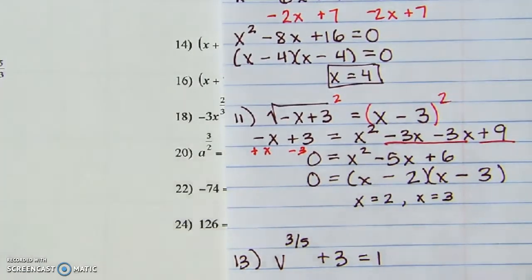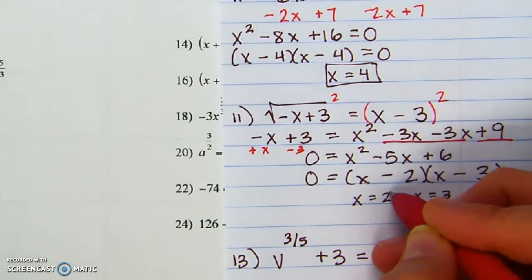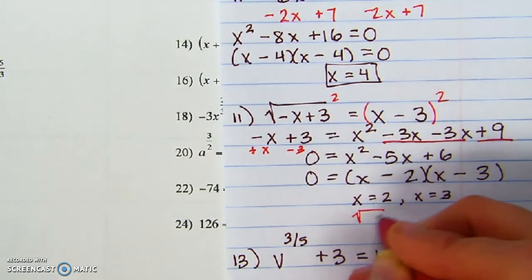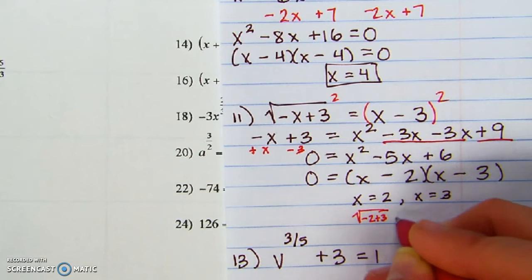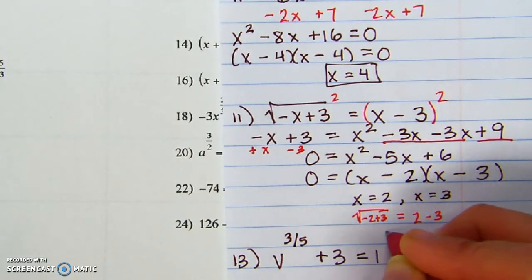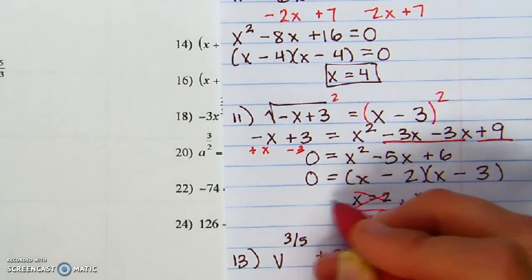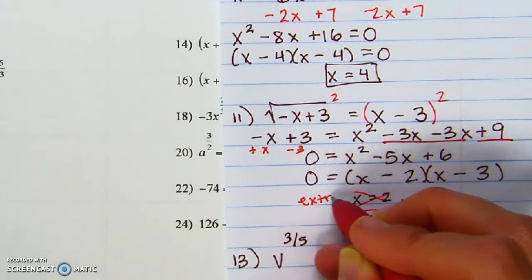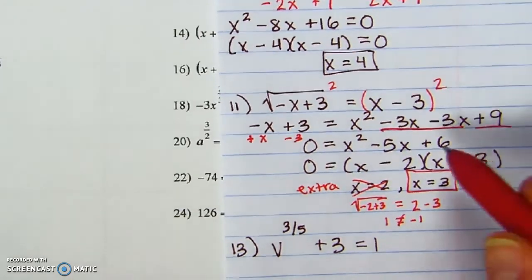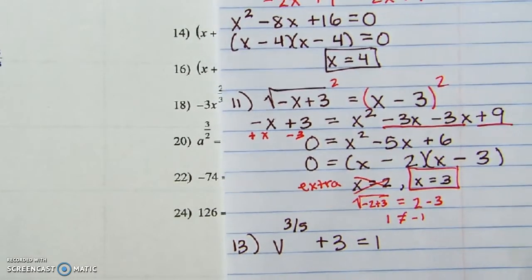But, you ready? There's a big old but on this one. We have to check these answers because we might have an extraneous solution. So if you plug in 2 to the original, you get square root of -2 plus 3, which is 1. But on this side, you get 2 minus 3, which is -1. So does 1 equal -1? No. So this is called an extraneous solution. Remember that? So the only solution is 3. If you plug in 3, you get 0 equals 0.